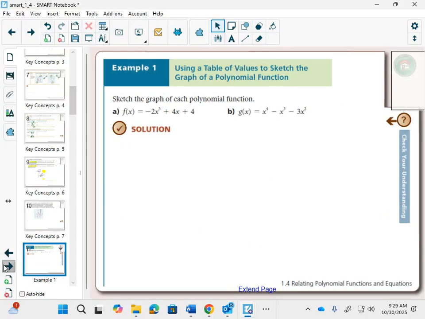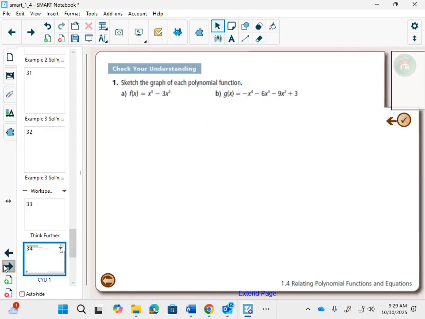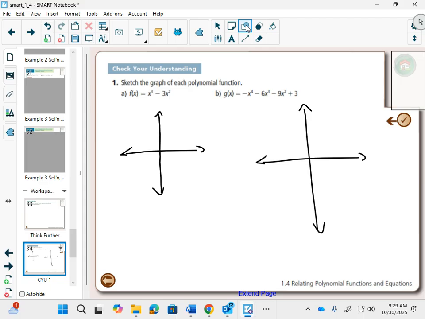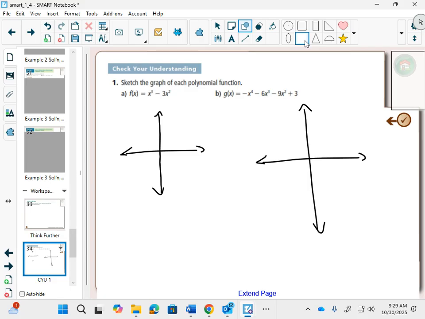Oh wait, let's go to example 1. And we're going to sketch these graphs. So the first thing I'm going to do is underneath both of them, I'm going to draw a grid. And in this unit, we're going to learn better and better techniques for graphing. But right now, all we have is the end behavior, is the only strategy we have. Other than that, you just have to pick points.